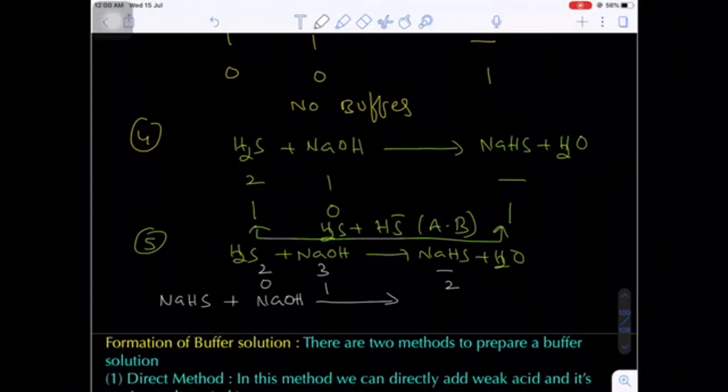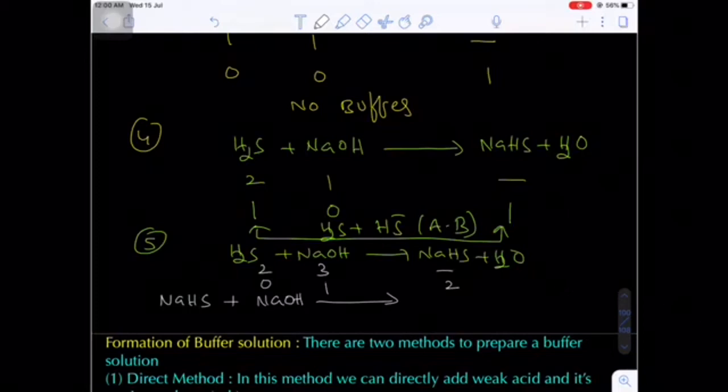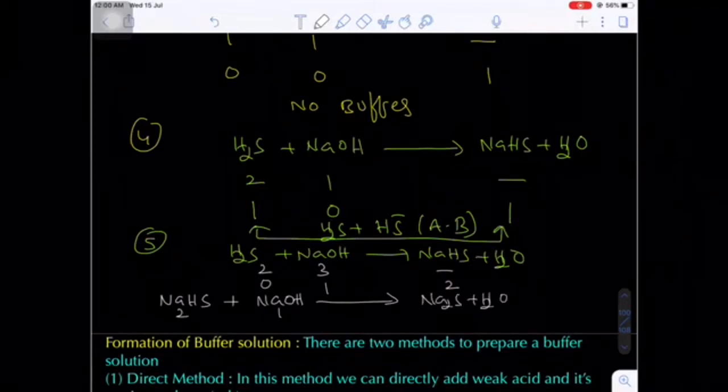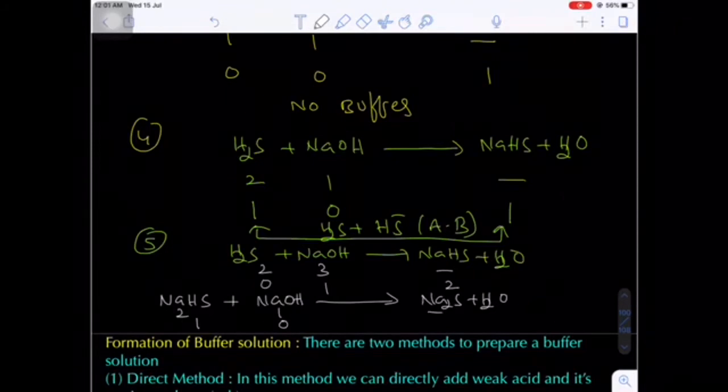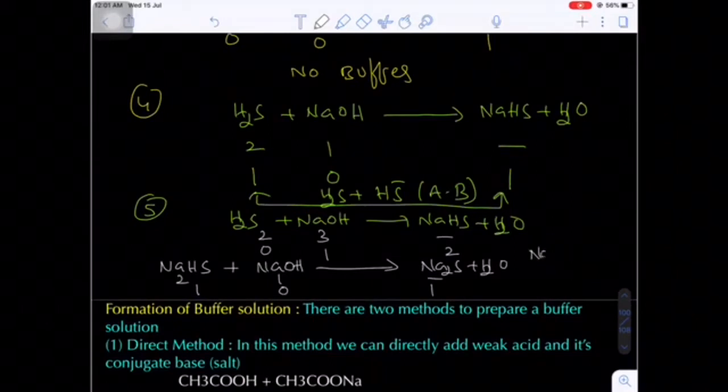Do you know HS minus is an amphoteric species? It can donate the proton or it can accept the proton also, because it is an anion containing acidic hydrogen. Now in the next step what happens? HS minus will be present as 2 moles. NaOH will be present as 1 mole. So you will get Na2S plus H2O. NaOH will be completely consumed and 1 mole of NaHS will be left and 1 mole of Na2S will be formed.